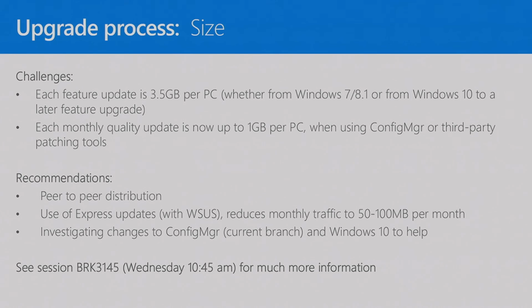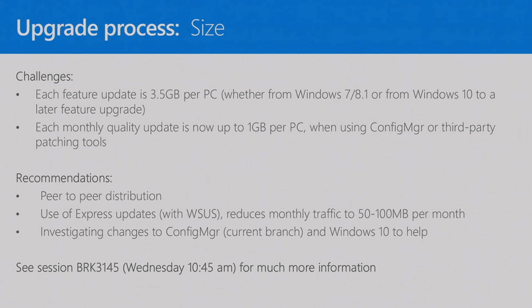We also have some challenges around size, and I've got an entire session on this, I think on Wednesday, talking about these challenges. So to get much deeper into that, come to that session. But there are two basic challenges. One is the size of the feature updates when we push those out. For an x64 PC, they're about 3.5 gig, so each PC needs to download 3.5 gig to do that. That's also the size that would be used to upgrade from Windows 7 or Windows 8.1.